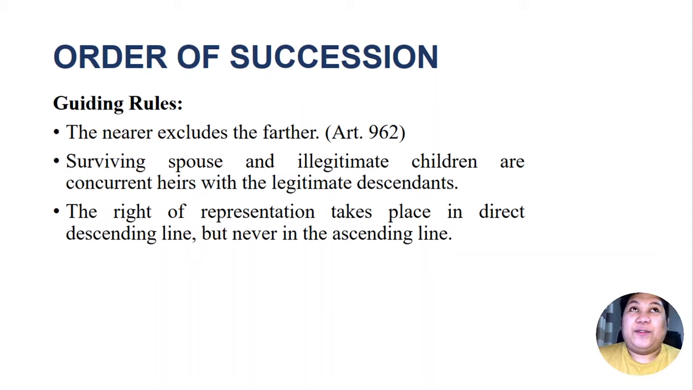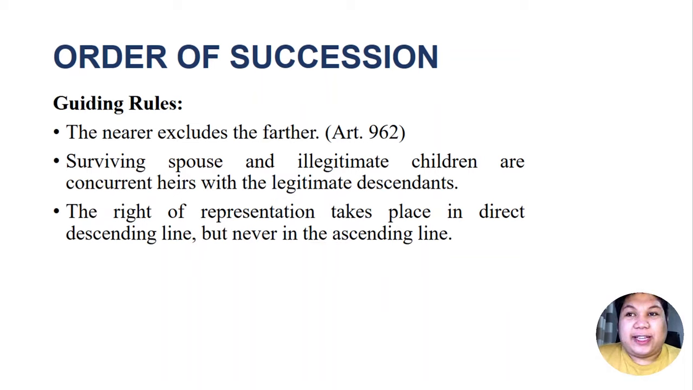So, for example, if B and C are the children and D is the grandchild of A through B, therefore, when B is already dead ahead of A, his father, the grandchild could step in, could represent his father's right to claim the estate of A.